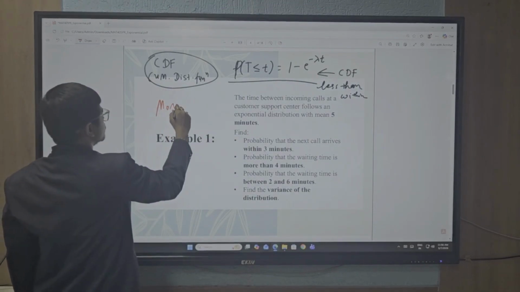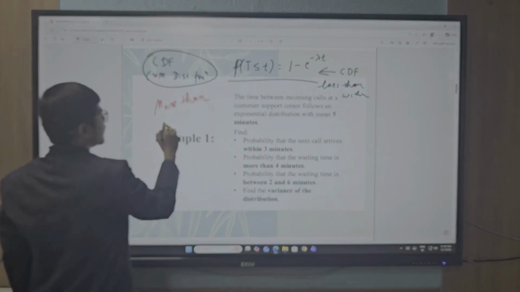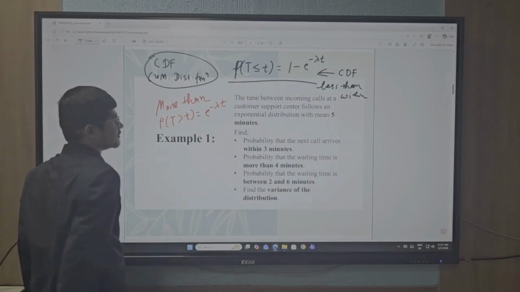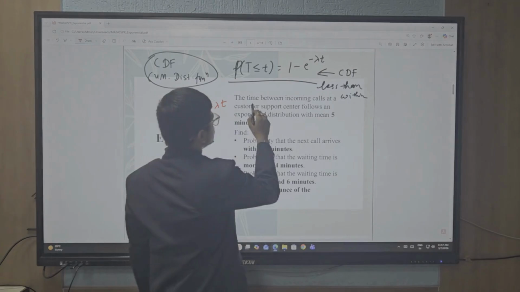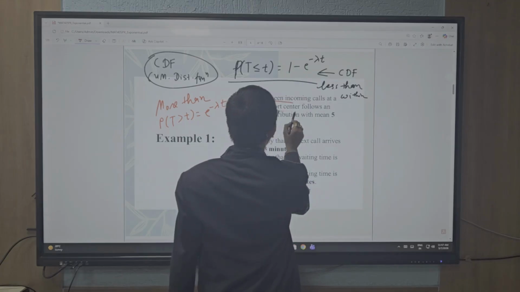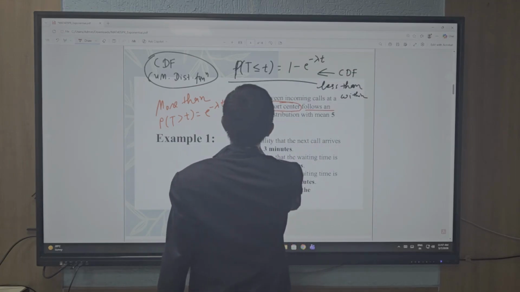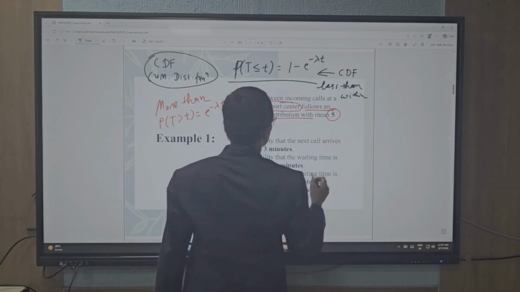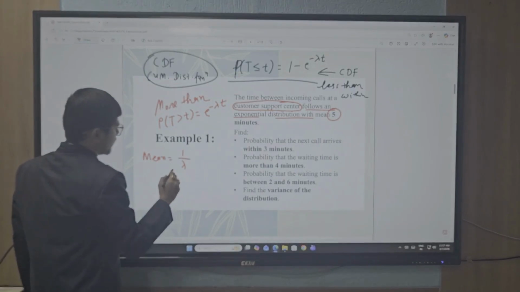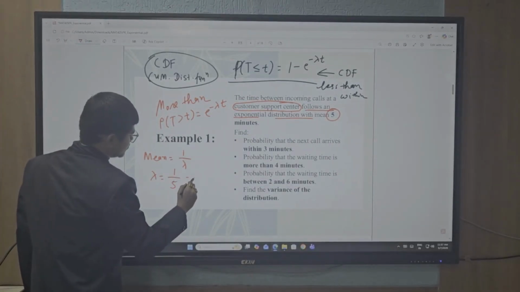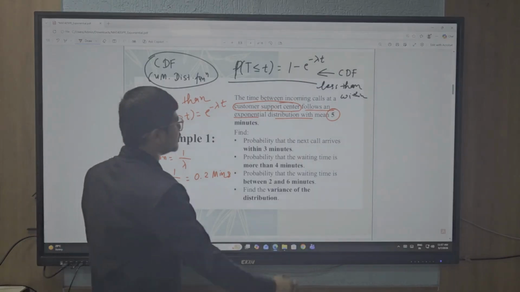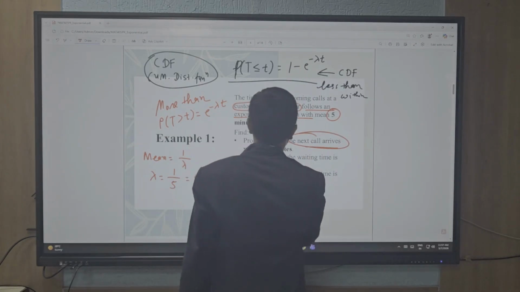Okay, when you see the more than, that is time greater than 0, it means e raised to minus lambda t. Now, the time between incoming calls at a customer support center follows an exponential distribution with mean 5 minutes, meaning mean equals 1 by lambda. So lambda equals 1 by mean, which is 0.2 per minute. Find the probability that the next call arrives within 3 minutes.